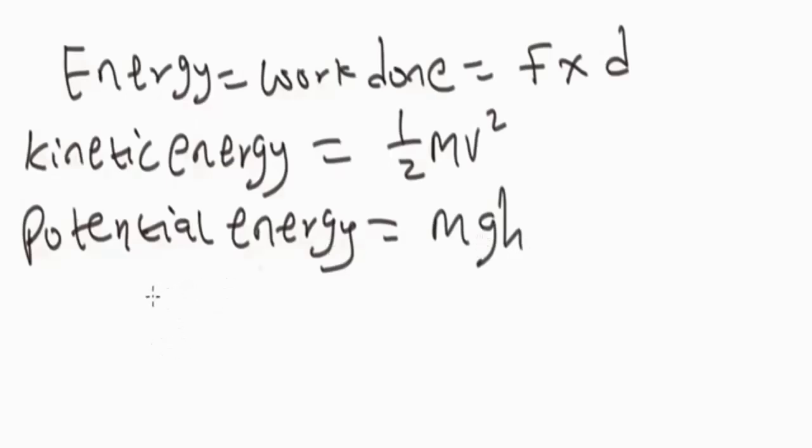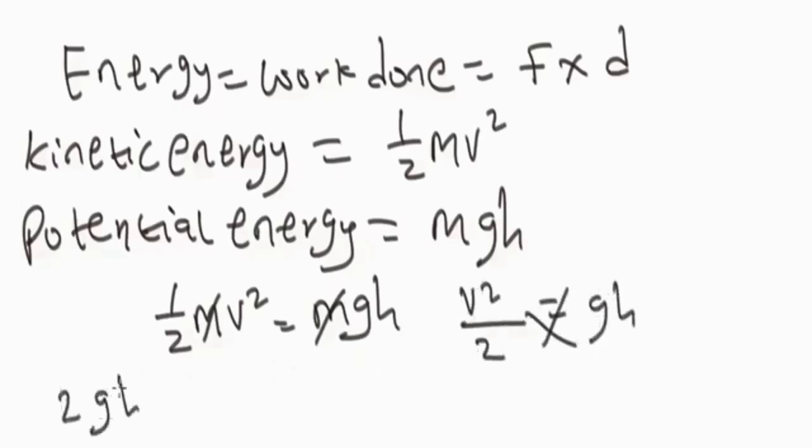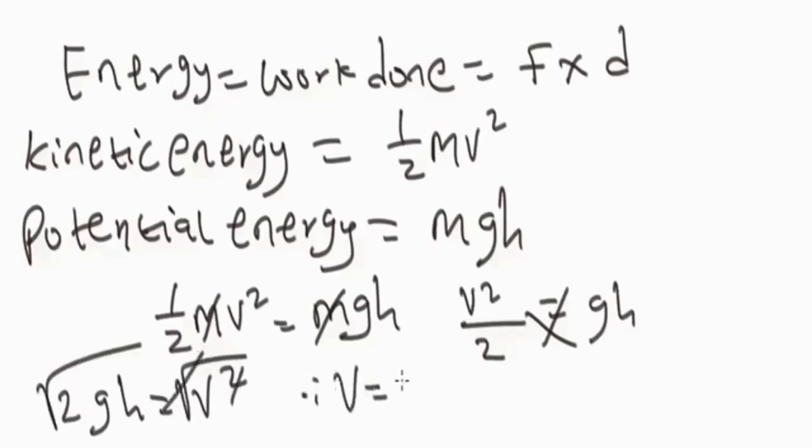Now, the relationship between kinetic energy and potential energy: half mv square equals mgh. So this m will cancel this m. Alright, so we'll be left with v square over 2 equals gh. Cross multiply, so we have 2gh equals v square. Make v the subject of the formula, so this will cancel this. Therefore, velocity v will be the square root of 2gh. And this is the relationship between kinetic energy and potential energy. So take note of this expression, it is very important in this concept of energy.